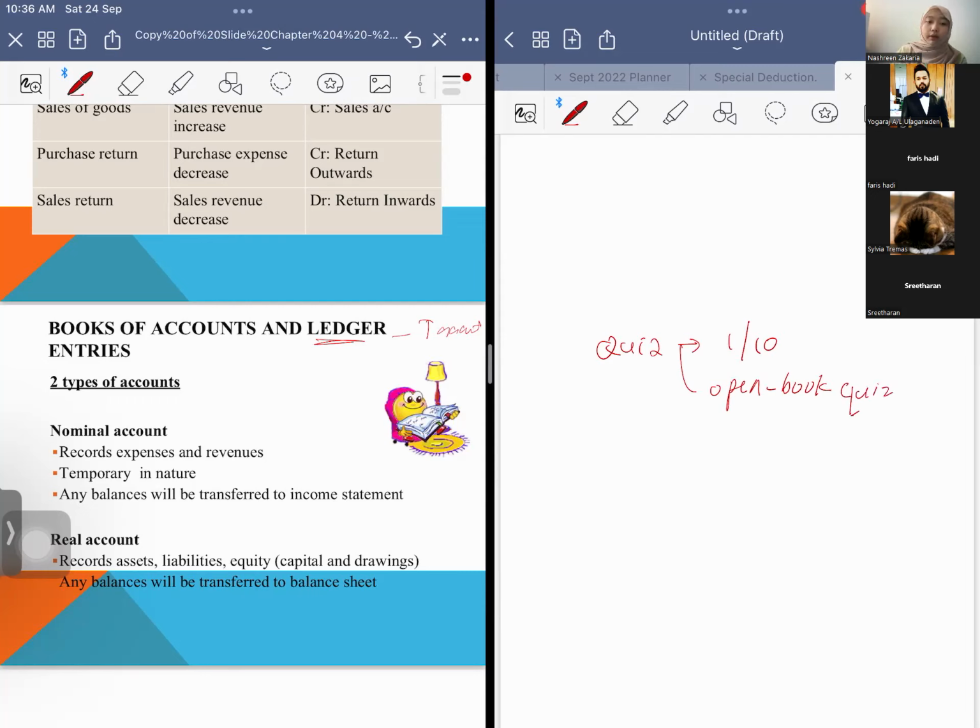You still need to do some revision because it's not easy. Because it's open book, it's only a 45 minutes quiz. Can you answer it? Okay, 45 minutes only. Because it's open book, I need to restrict it a bit. 45 minutes, meaning I will upload the quiz at 9. Make sure you wake up early. 9 a.m. I upload the quiz.